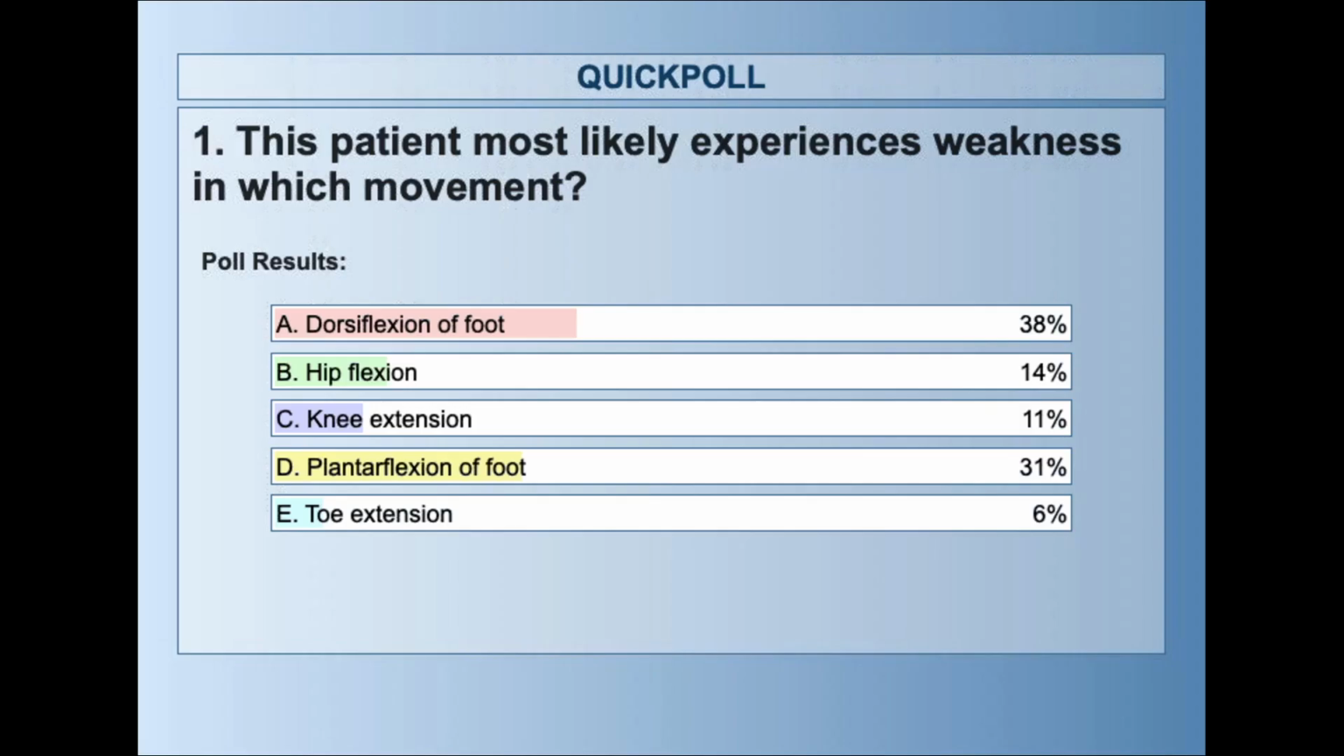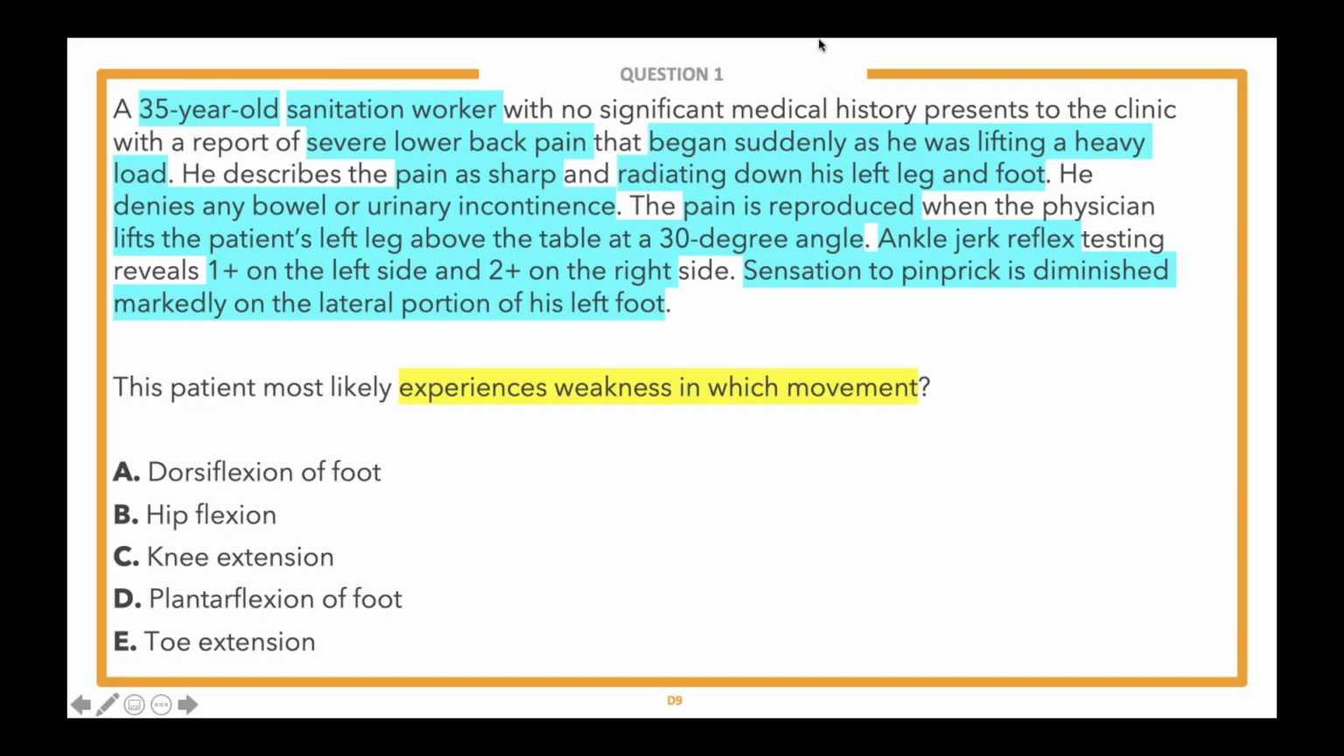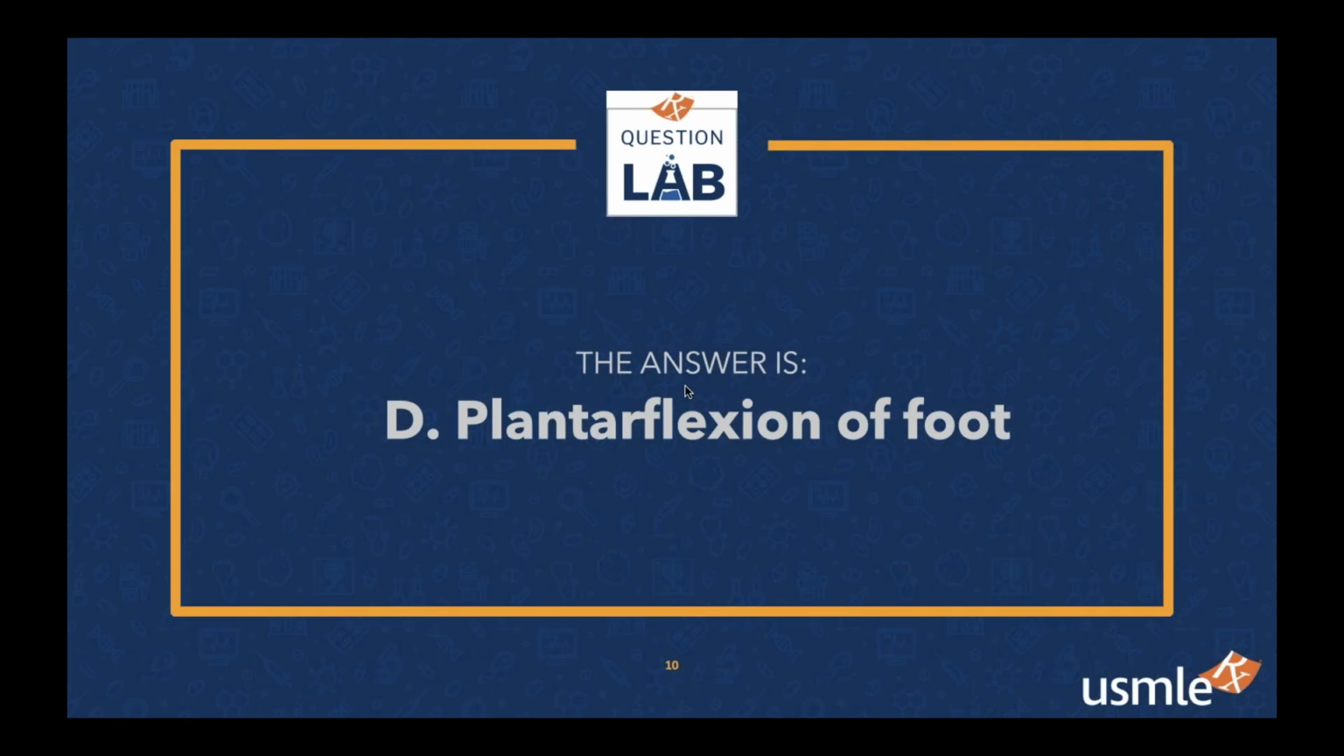All right, let's see what you selected. And it looks like 38% of you selected dorsiflexion of foot and 31% of you selected plantar flexion of foot. So let's take a look and see what the correct answer is. And the correct answer is D, plantar flexion of foot. And 31% of you got it right. If you got it right, congratulations. But let's make sure you got it right for the right reasons. If you didn't get it right, don't worry. It's a learning process. You'll get it right on test day if you listen to Boris now.